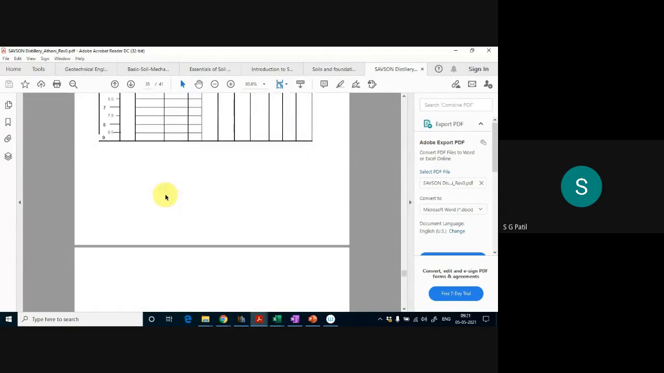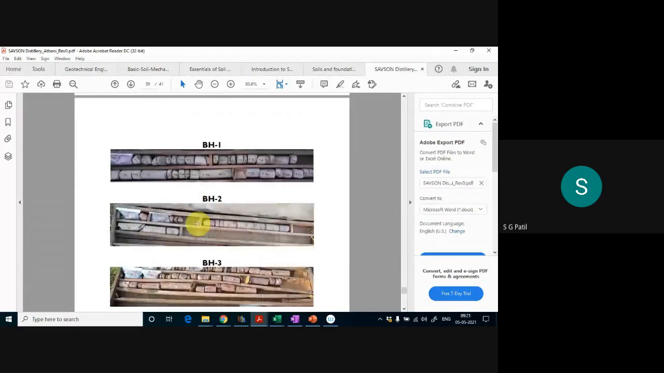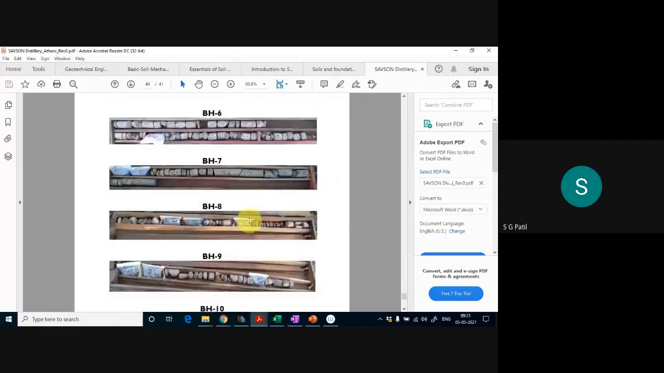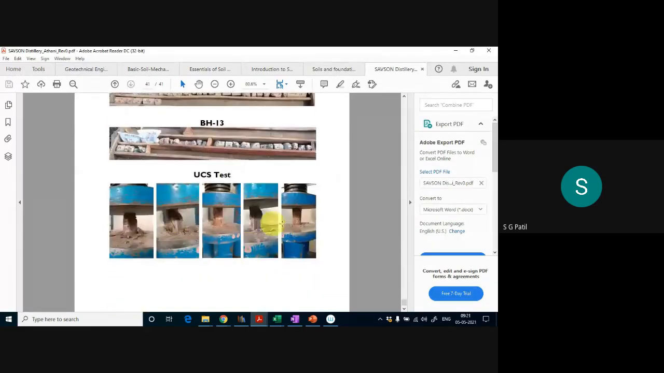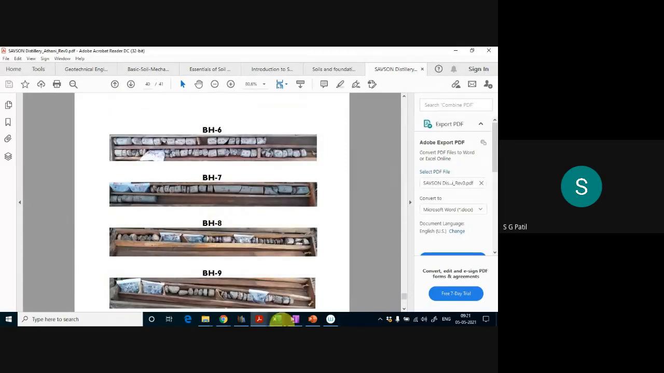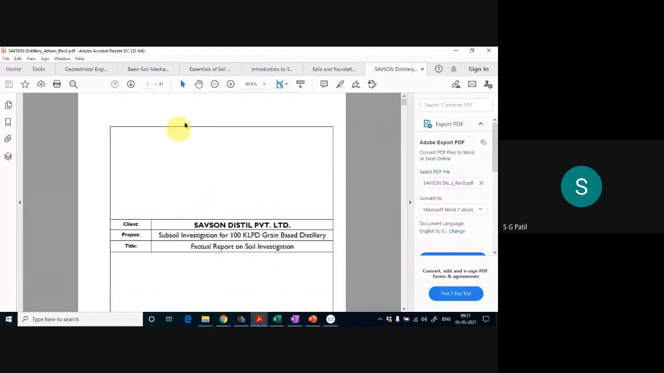Okay, so this is the last borehole, and these are the laboratory results, and these are the field photographs. You see, whatever samples we collect, we store in a wooden box like this, and then we test them in the lab. We take the UCS, unconfined compressive strength, and from the unconfined compressive strength we derive the bearing capacity of that soil or rock. Understood now? This is how the report looks like.